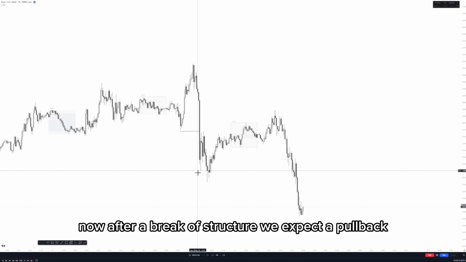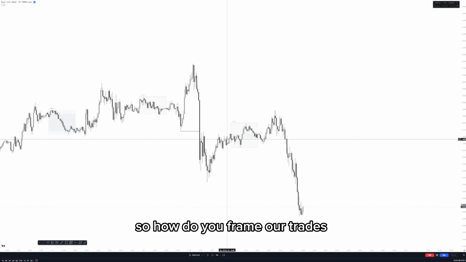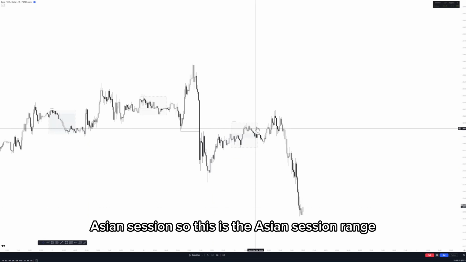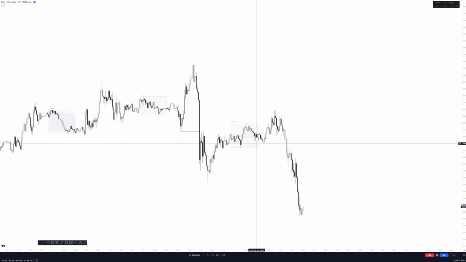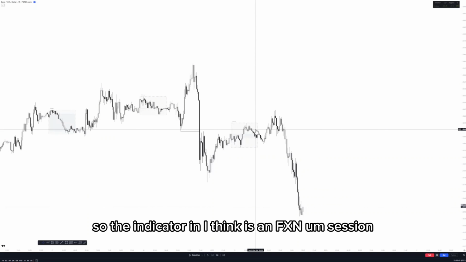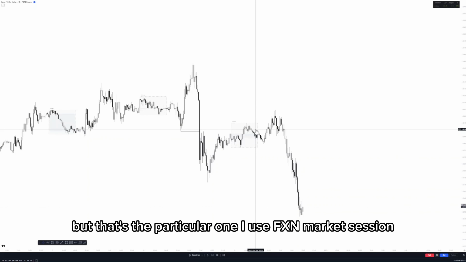Now, after a break of structure, we expect a pullback. This is the pullback happening. So how do we frame our trade? First of all, you want to make sure you have the Asian session. This is the Asian session range. As you can see, I have an indicator that I use to get my Asian session. The indicator name, I think, is FSN session. There are a lot of indicators that you can use, but that's the particular one I use, the FSN market session.